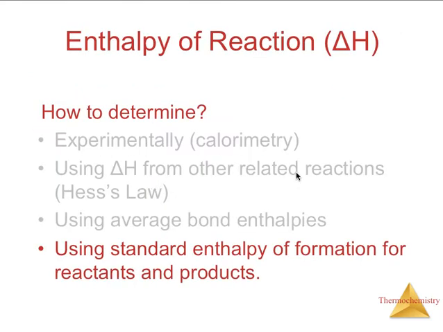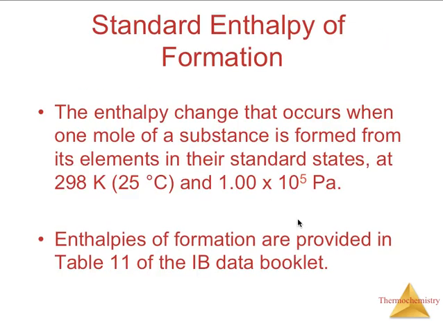So we've looked at several different ways so far to calculate the enthalpy of a reaction, delta H. We can do it experimentally with calorimetry. That's the Q and relating Q of solution to Q of the reaction. And then we looked at Hess's law. Last screencast looked at average bond enthalpies, and now we're going to look at standard enthalpy of formation for reactants and products. So what is the standard enthalpy of formation?